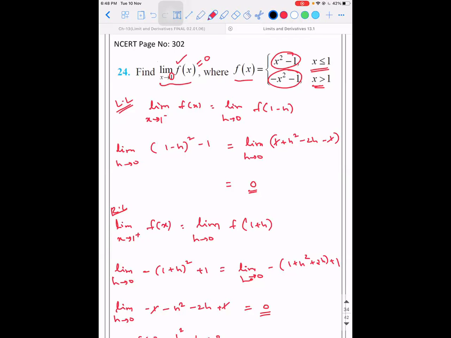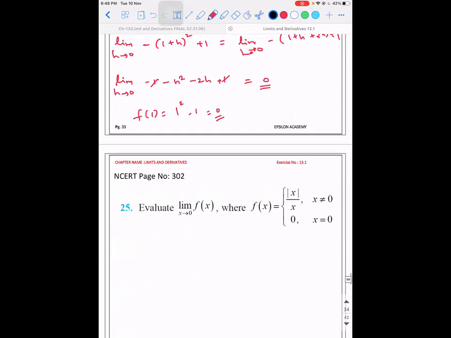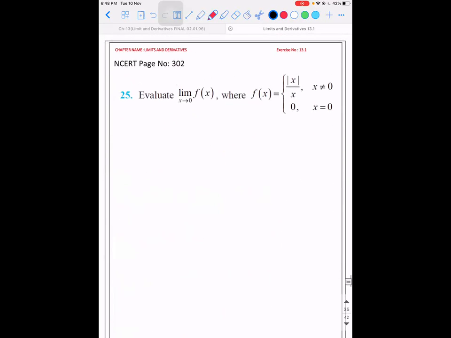So I'm moving on. Okay. So limit x tends to 0 of f of x, where f of x is equal to mod x by x. Okay.